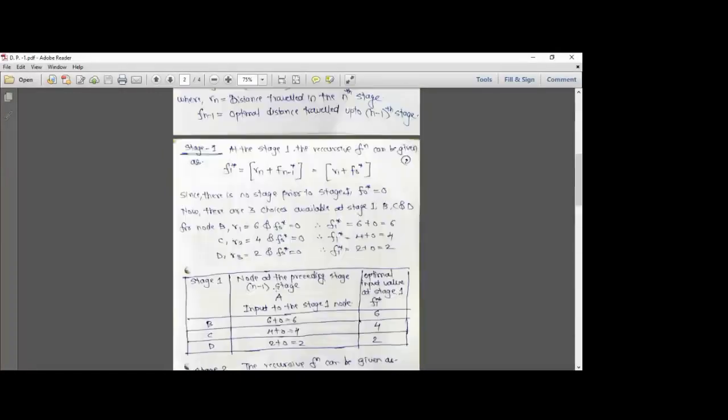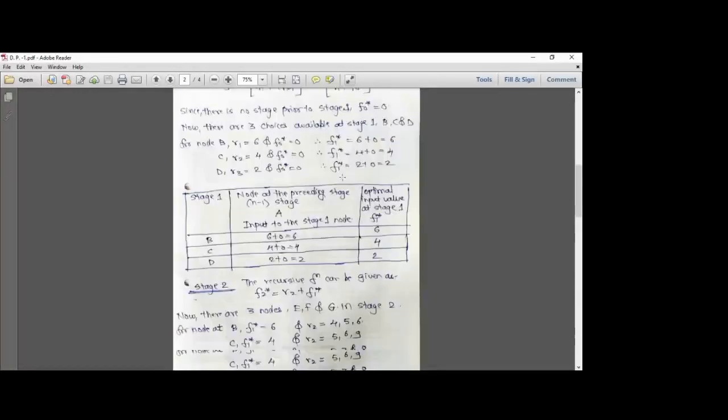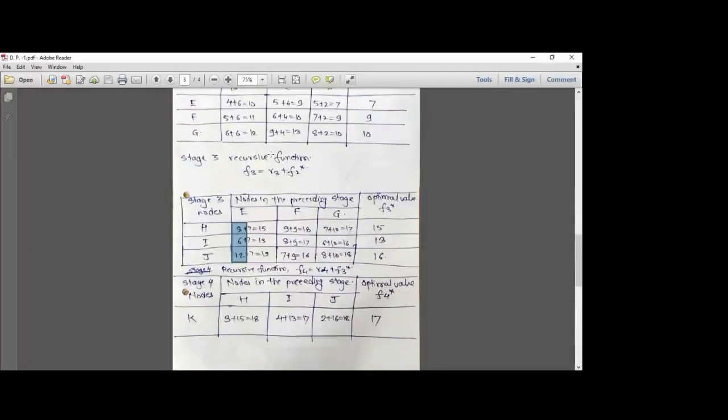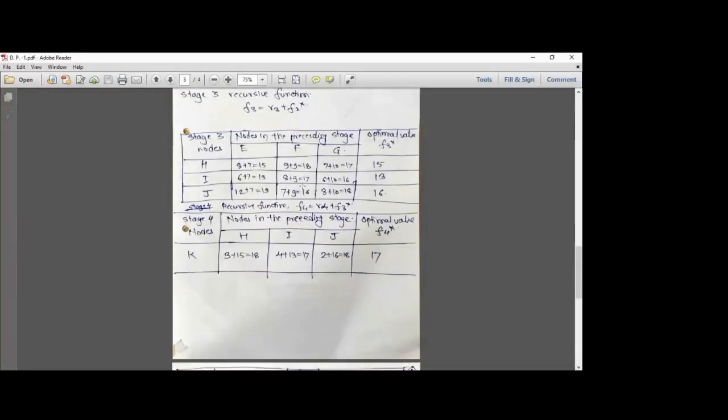For stage 3, when I go from E to H, what is my E to H? Sorry, let's check. From E to H it is 8, from E to I it is 6, from E to J it is 12. So here you can see the values 8, 6 and 12, right? For the E node, we have the F2 star value as 7. So 8 plus 7, 6 plus 7 and 12 plus 7, the values are written here.